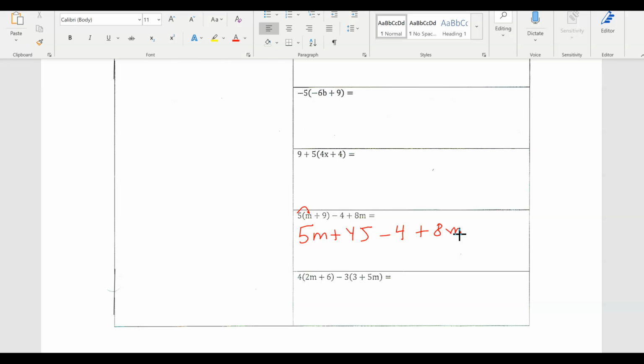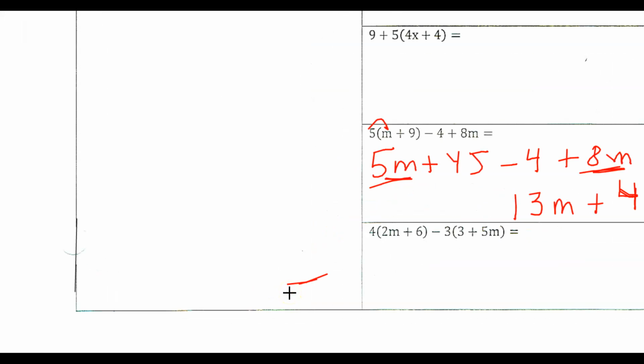So now I want to take a look at where are my like terms. I have m's here, 5m and 8m. Gives me a total of 13m. Okay. 45 minus 4 is plus 41. So you should have come up with 13m plus 41 for that one. Okay. Let's try this one on our Edpuzzle.